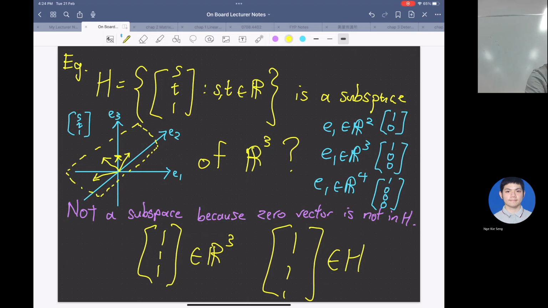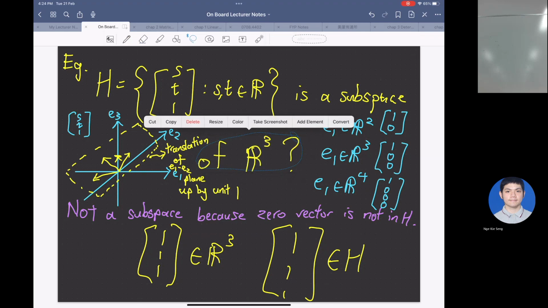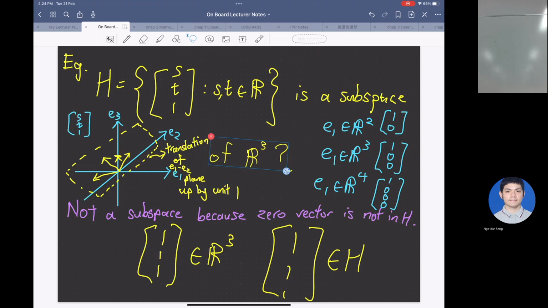So this one is a translation of the E1, E2 plane up by length 1, by unit 1. We mixed a lot of things together, so let's move this. You translate the E1, E2 plane up by one unit, so there's no 0 vector inside there anymore. So this is the geometric picture.